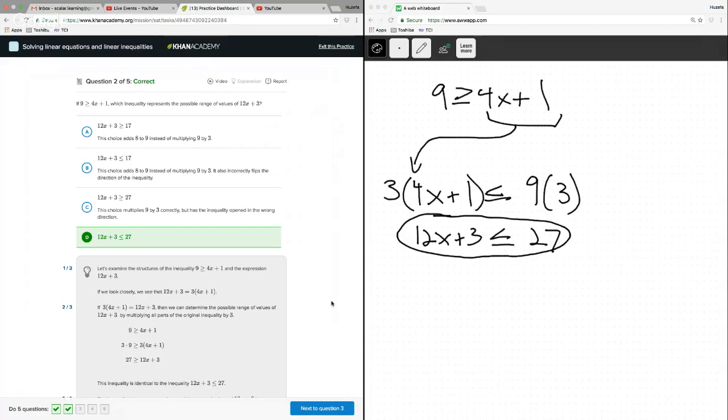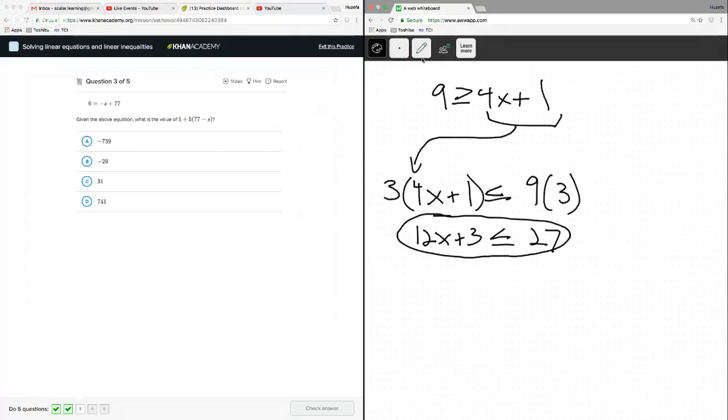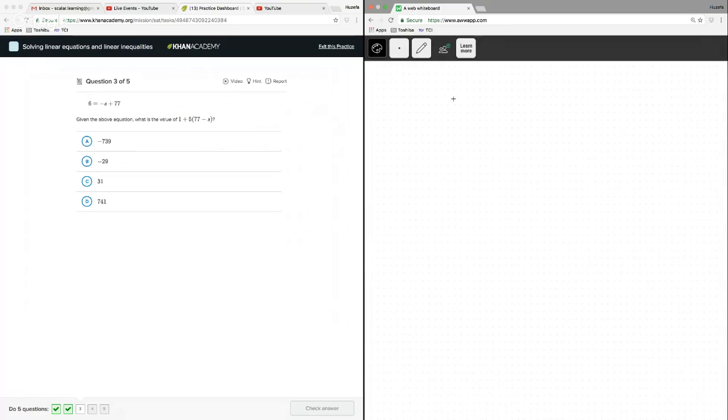And we are correct. All right, sweet. I always have to check because as I'm doing these problems, I'm seeing these problems for the first time. So I have to make sure I'm not making any silly mistakes. Could happen. Now we have 6 equals negative s plus 77. So given this, then it asks for this crazy value.